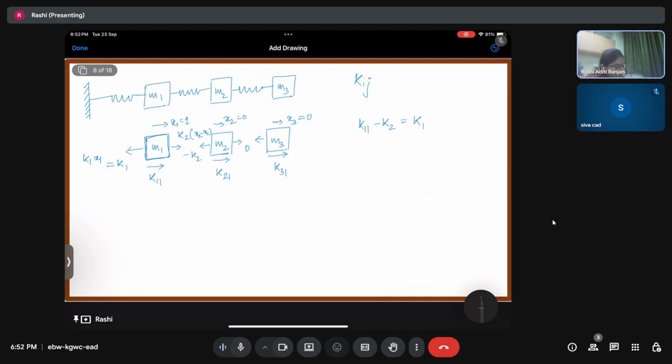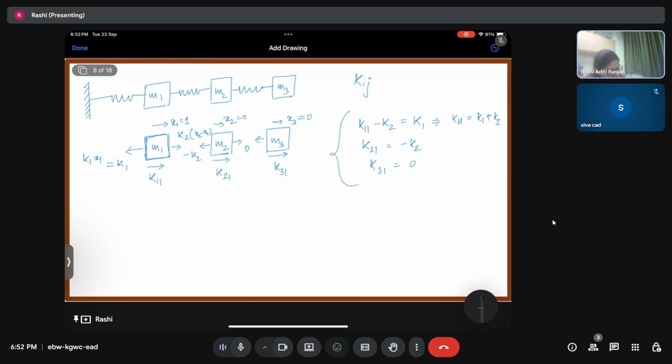This is the first equation. Second equation is K21 is equal to minus K2, and K31 is going to be 0. These are the first set. So this gives us K11 as K1 plus K2, K21 as minus K2, and K31 0. These are the first set.